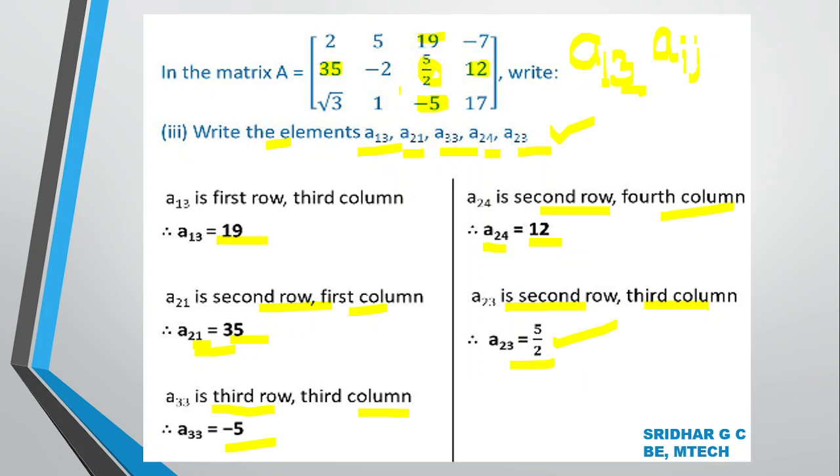It depends on the order of the matrix. Generally we call it Aij, where i indicates the row and j indicates the column.